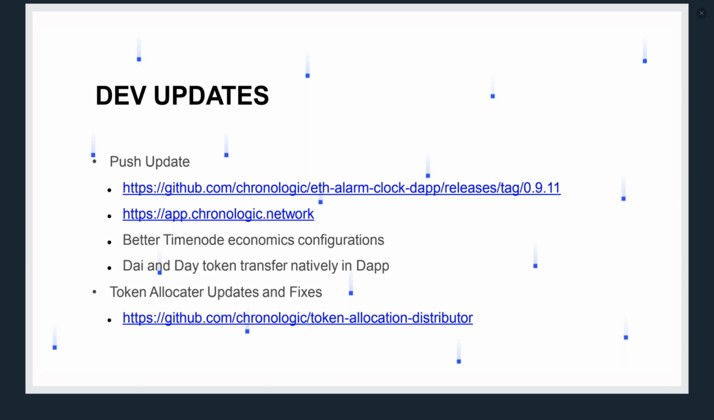We also had the updates concerning the time node economics. We have better configurations now as we've been trying to make the system a little bit more efficient, and we've been achieving a little bit more with each update. Also, we had updates to the token allocation distributor, which were just some updates and fixes to the project as is. Remember that this allocator is supposed to connect back to the alarm clock and assist you to easily and readily dispose of tokens which you have in the contract.